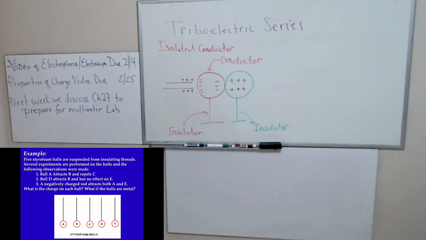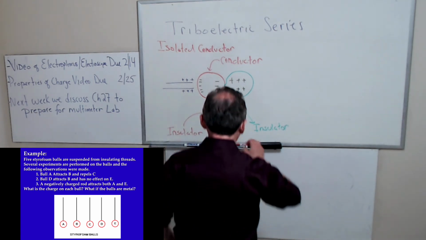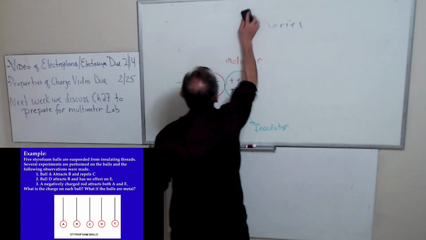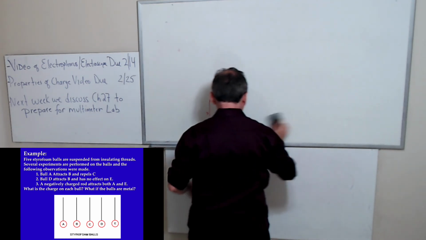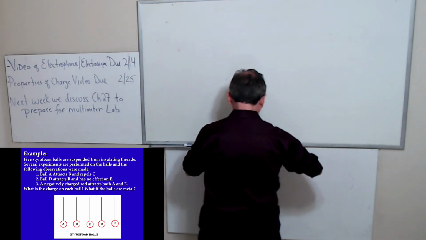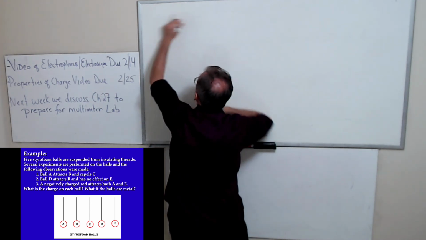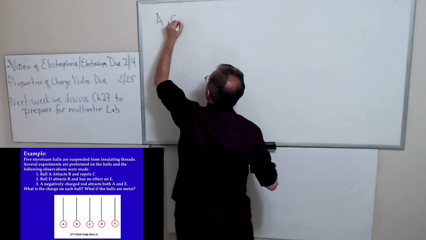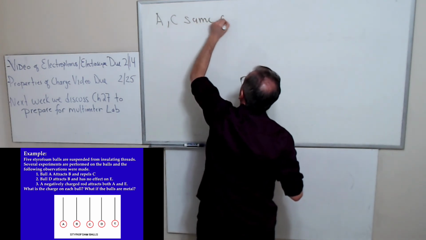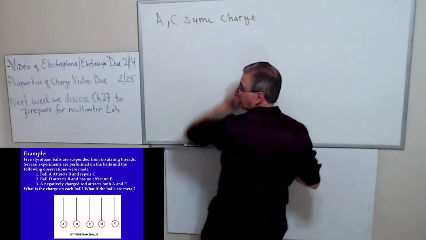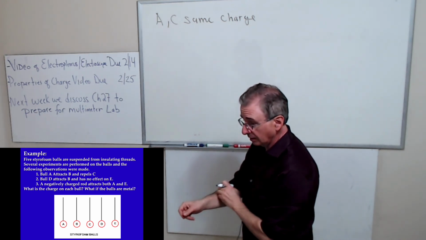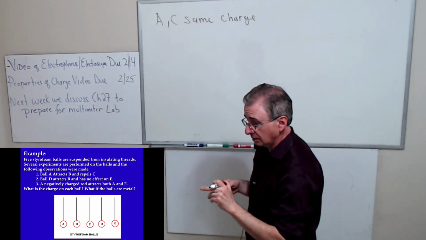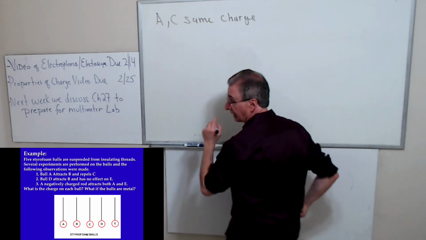Okay, let me get up and talk about this one. So it says that ball A attracts B and repels C. So that means that A and C have the same charge. So A and C, same charge. And B attracts A, so B has to have a different charge.